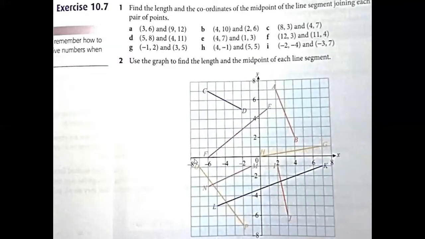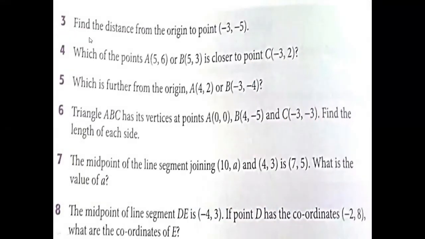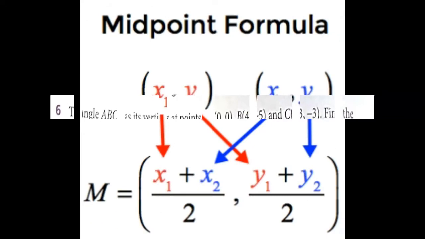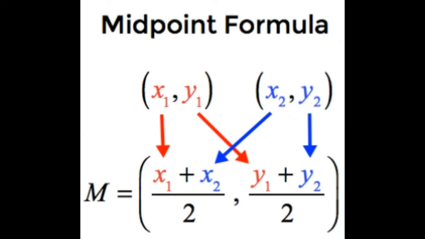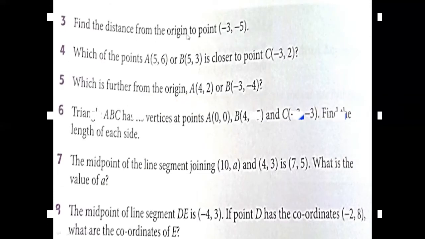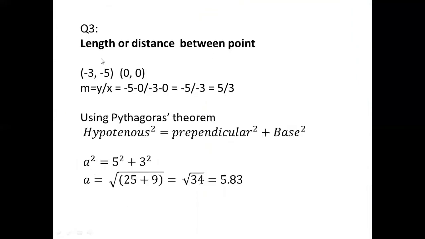Now, the next question is the same, you are solving these things, the length and the midpoint of these answers. Question number 3, find the distance from the origin to a point. This means from the origin, we have 0 and 0, and the other point is minus 3 and minus 5. So let's start.